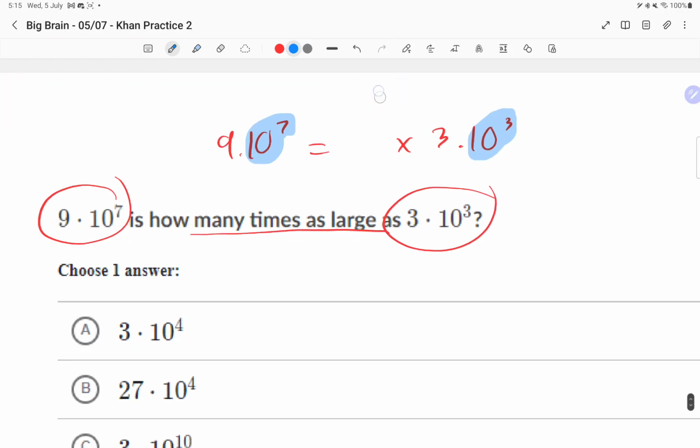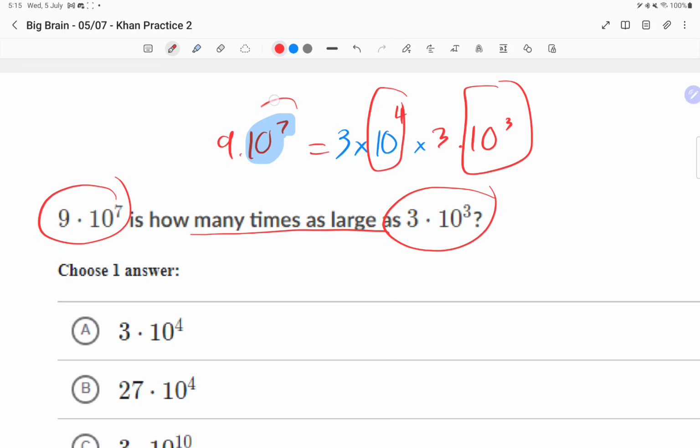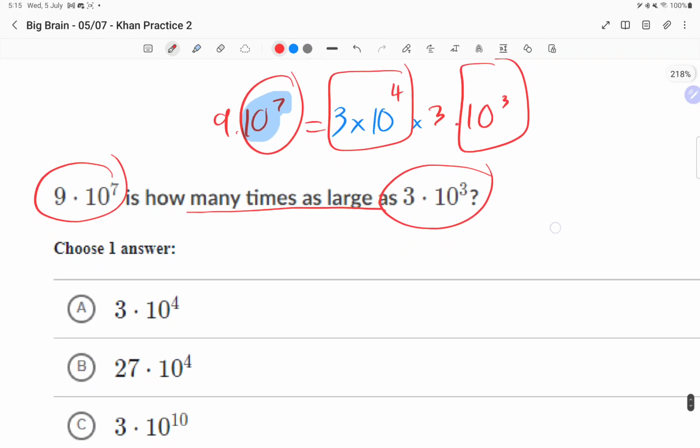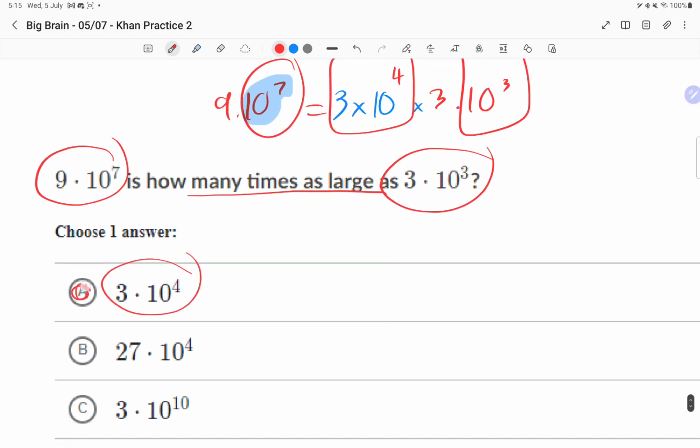So, okay, I'll write it this way. 9 times 10 power 7 is equal to something, and we found out that part of that must be 3, and I'll tell you guys that the other one will be 10 to the power something. What is that something to make the two expressions equal? 4. 4, yes. Because when you have 10 power 4 times 10 power 3, the answer is 10 power 7. So the thing that we needed to find is 3 times 10 power 4, which is the answer A.